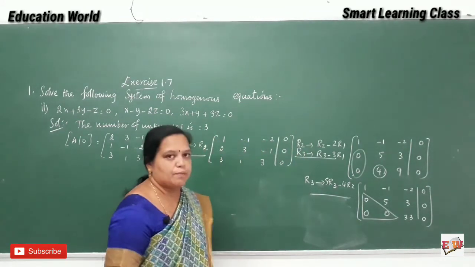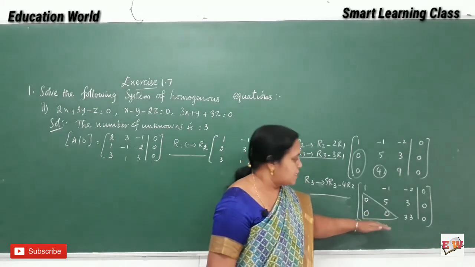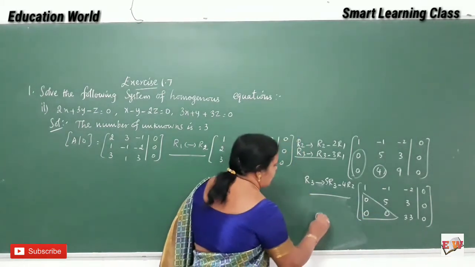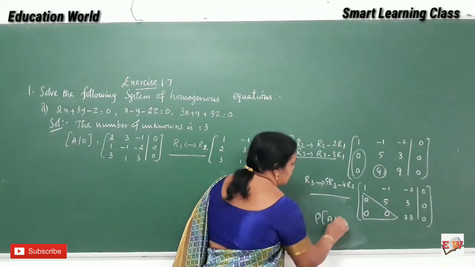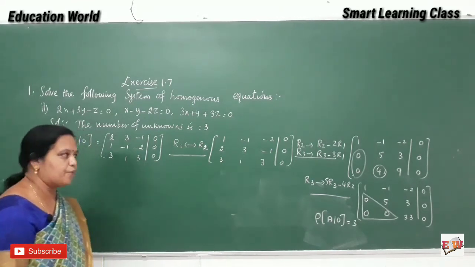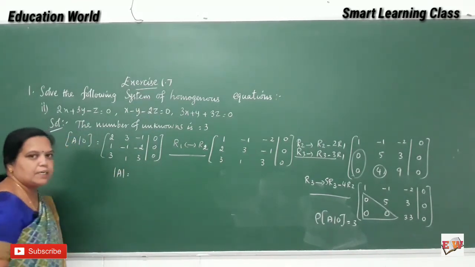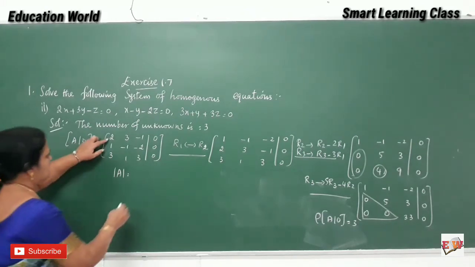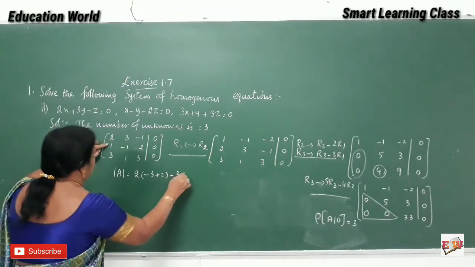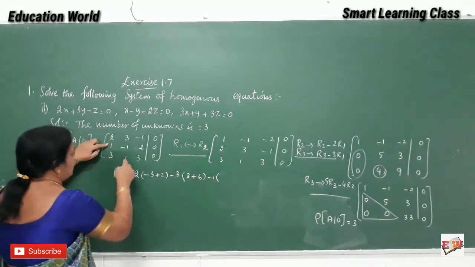From this we can easily find the rank of the augmented matrix. Here 3 non-zero rows are there, so the rank of the augmented matrix is 3. Now we find the rank of the coefficient matrix. For that we have to find the determinant of A.